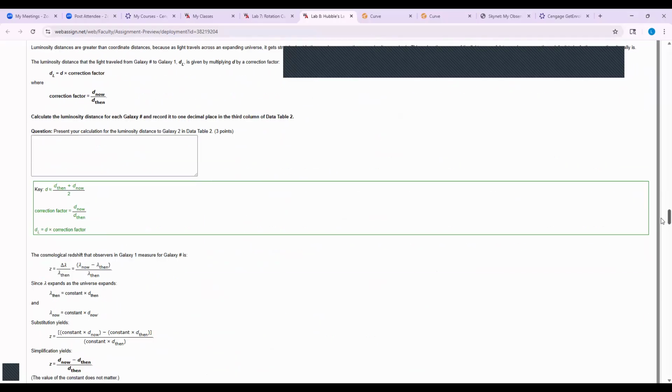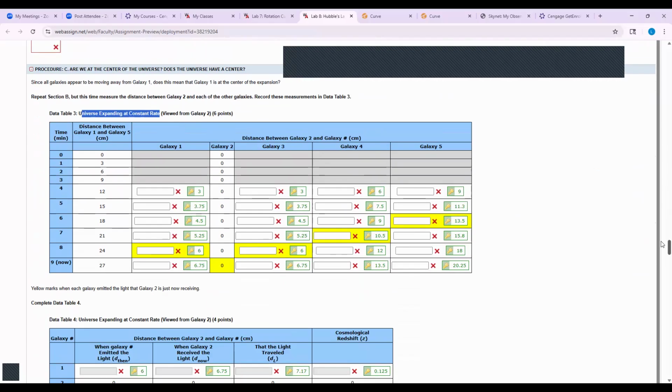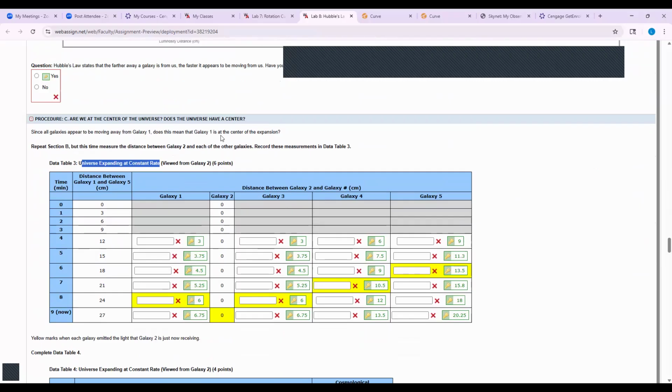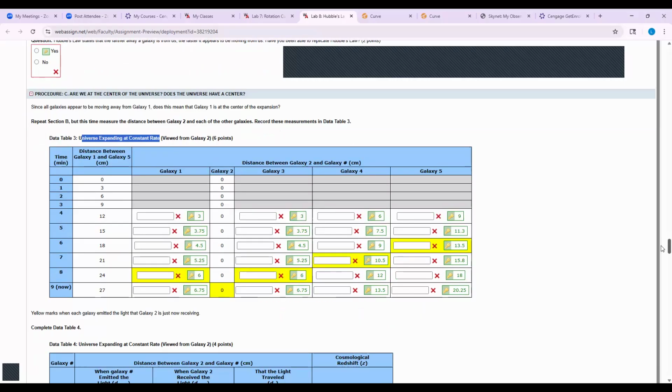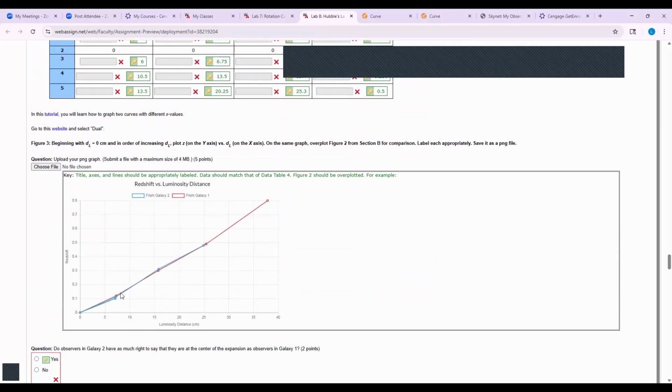On the next procedure, you're going to do the same, but here you assume that instead of putting galaxy 1 as in the previous object, repeat this section B, but this time measure the distance between galaxy 2 and each other galaxy in table 3. Therefore, viewed from galaxy 2. And then we do the same thing for the constant rate, same as table 2, for table 4. And the same thing, we do the graph accordingly.